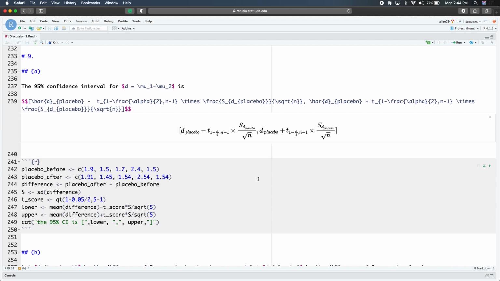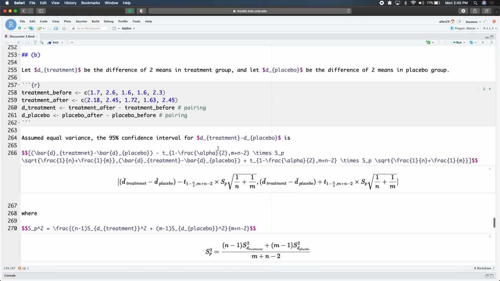Similar for question 9. There's some technical explanation for the terms. Once you recognize them, calculate the corresponding differences, and then plus and minus the t-score multiplied by the standard error. So the d placebo here is regarding the differences of the 5 after minus the 5 before, and then you have 5 differences, and you take the average. That will be your d bar here.